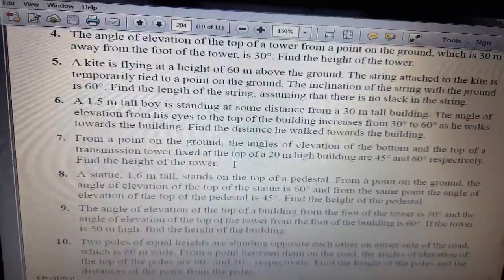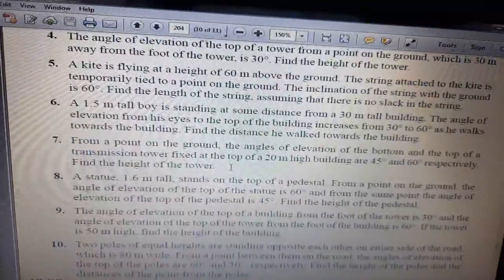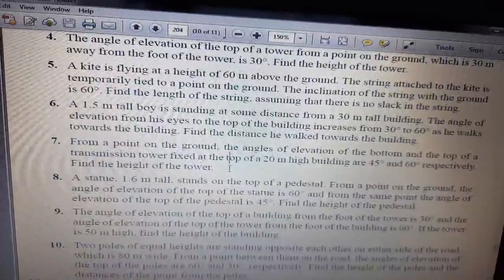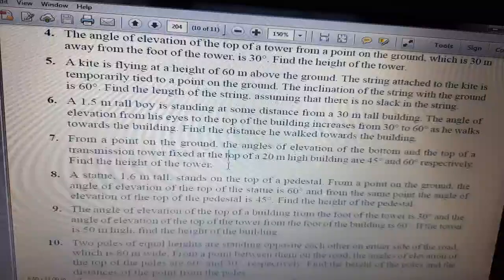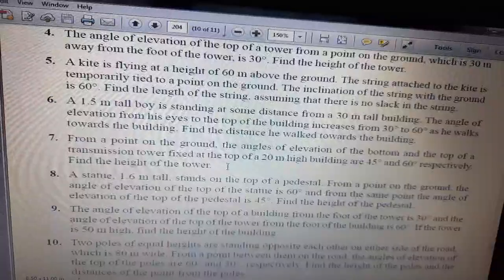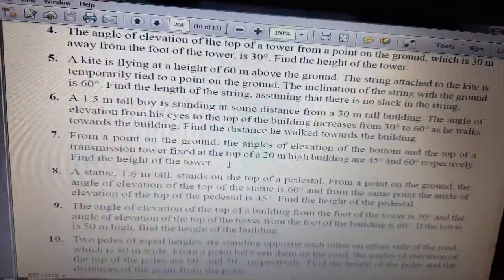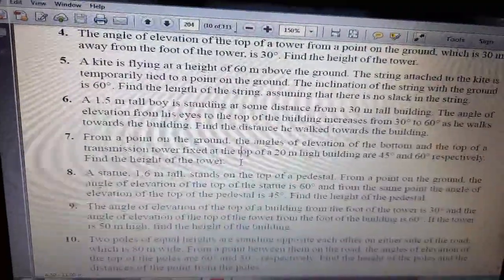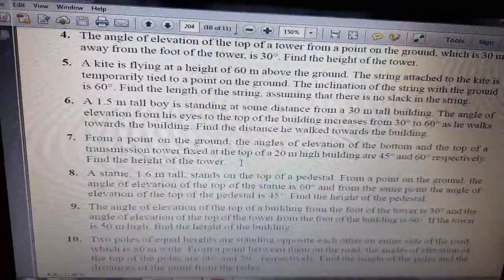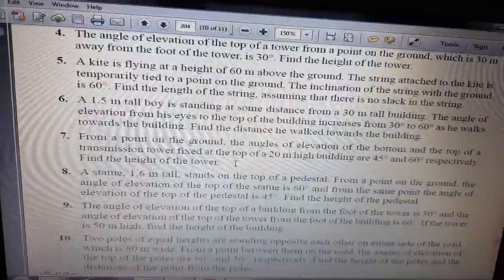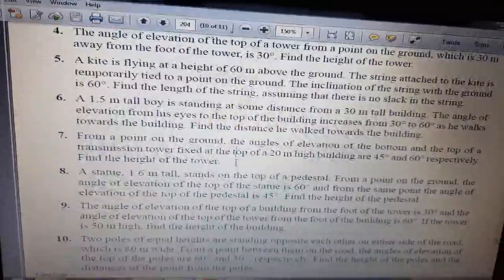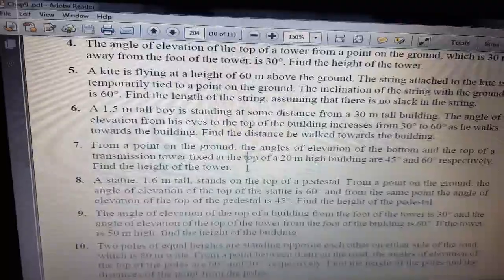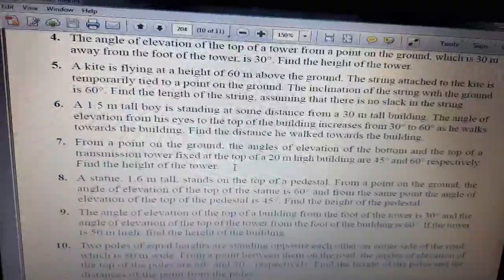In this video we are going to solve 10th class Maths NCERT book chapter 9 exercise 9.1 question number 7. And what the question number 7 says: from a point on the ground, the angles of elevation of the bottom and the top of a transmission tower fixed at the top of a 20-meter high building are 45 degree and 60 degree respectively. Find the height of the tower.